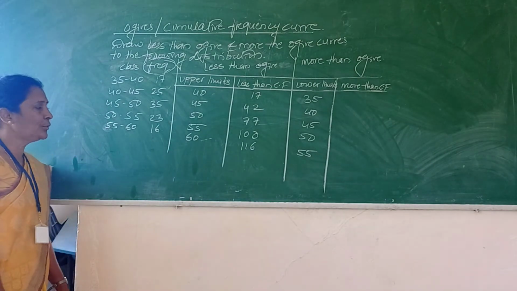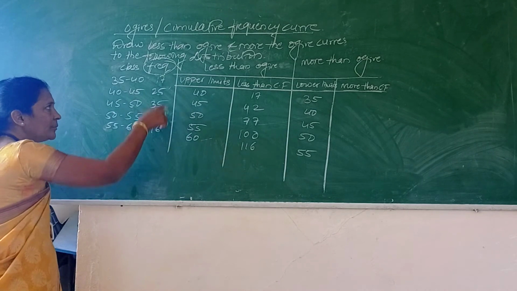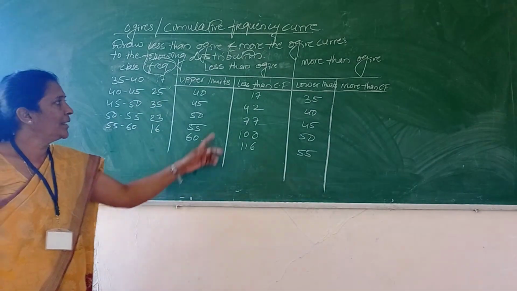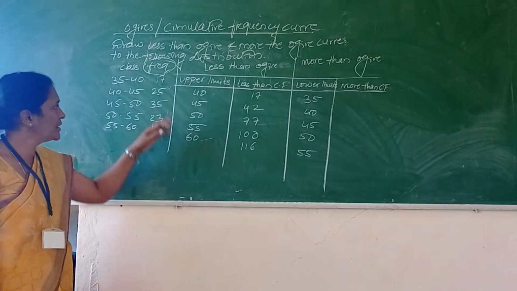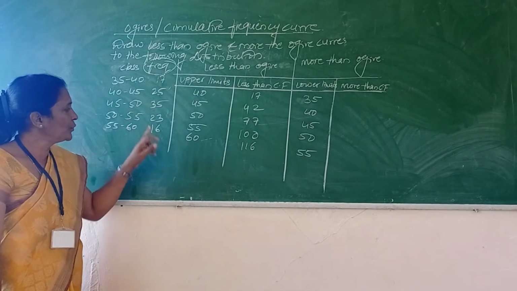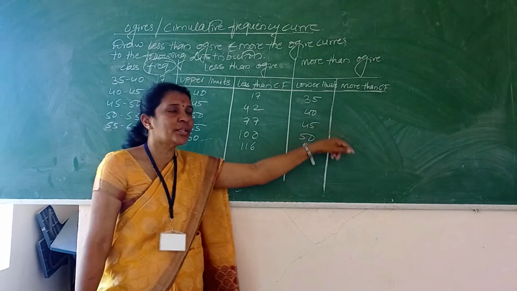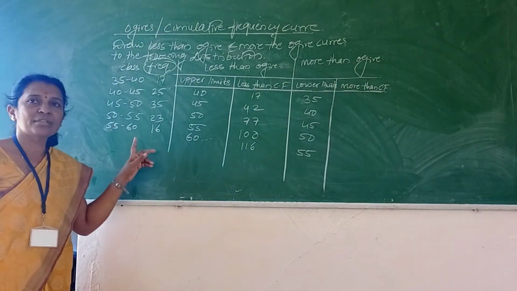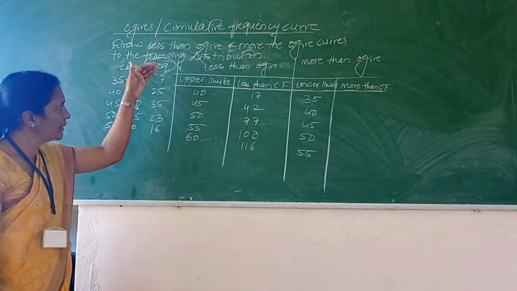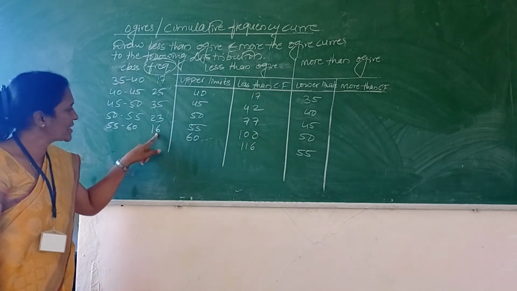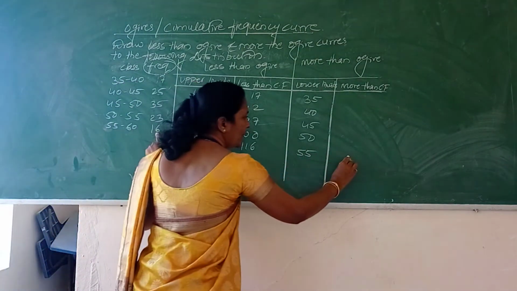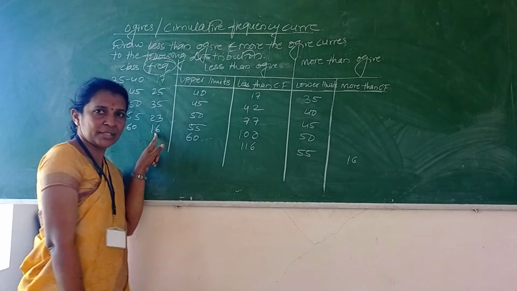For more than cumulative frequency, you go from bottom to top, whereas in less than cumulative frequency, we come from top to bottom. So in the case of more than cumulative frequency, for the CF, you go from bottom to top. So 16, the last value, keep it as it is, 16.